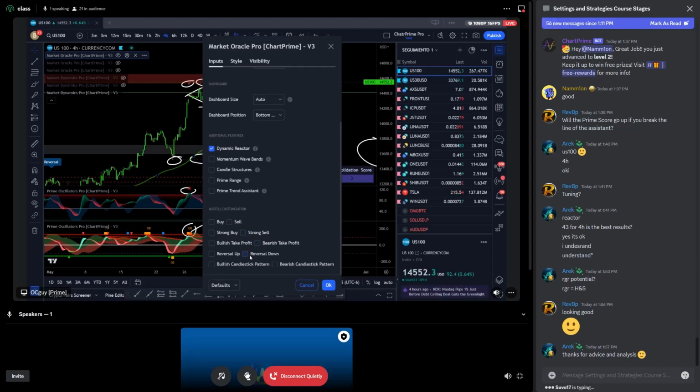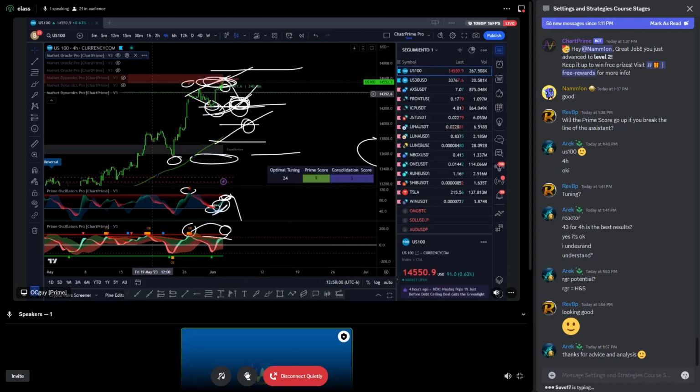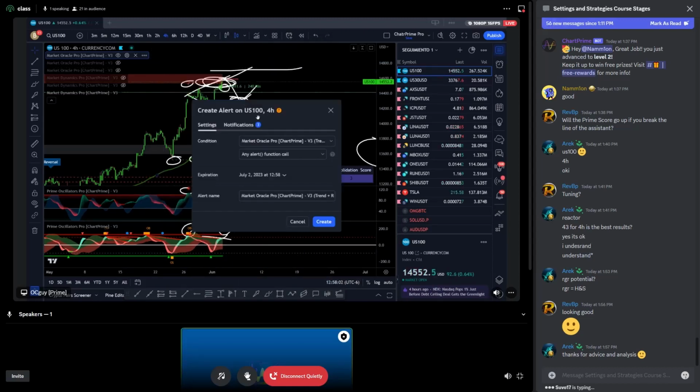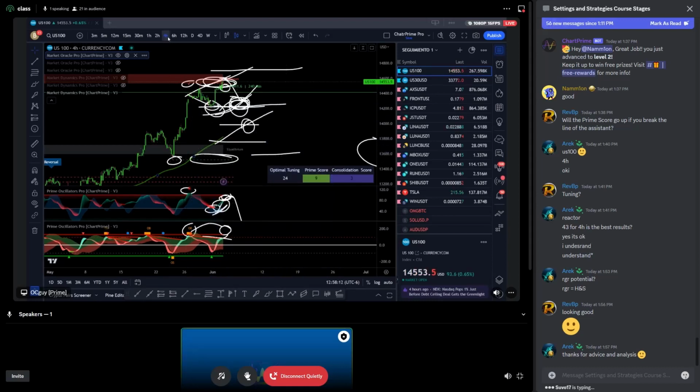In fact, once you have clicked them, you're going to click OK, head over to the three dots, add alert, and then make sure any alert function call is set. Just like that. Give it a name and click create. This alert will be created only for the time frame that you created it on, correct? And let me also read what specific alert we were requested to show, because I do remember it was a very specific one. Let me see.